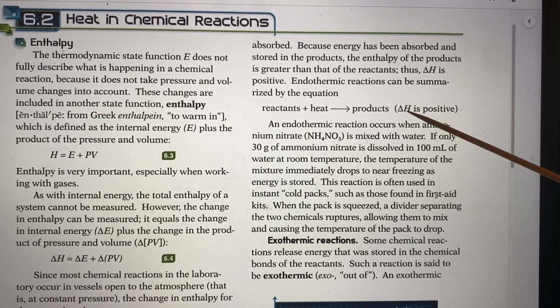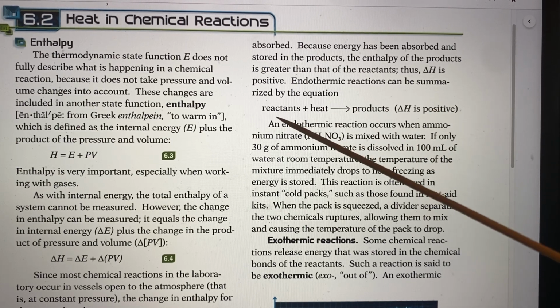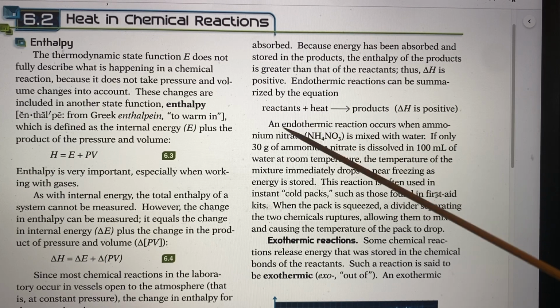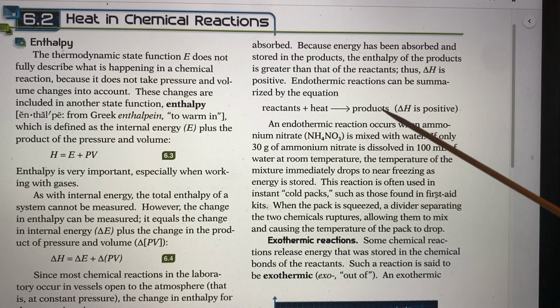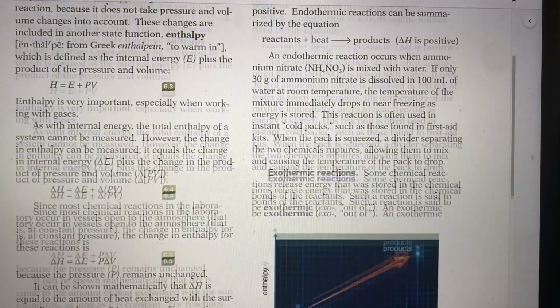They're positive in enthalpy, right? So that H will be positive. The reactants are basically storing the heat to this point. As they store the heat, they're making the products cold. So that's endothermic. Exothermic would be just the opposite. So let's talk about exothermic a little bit here.